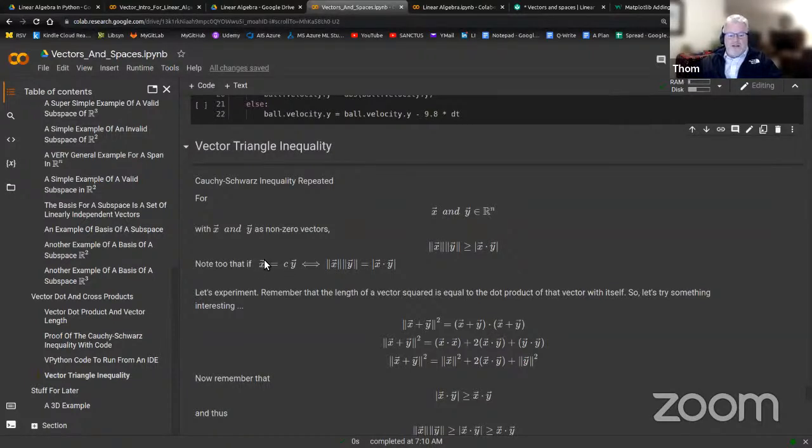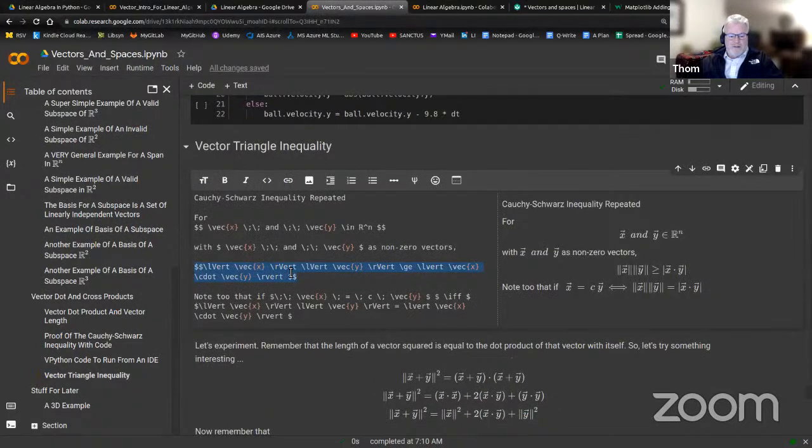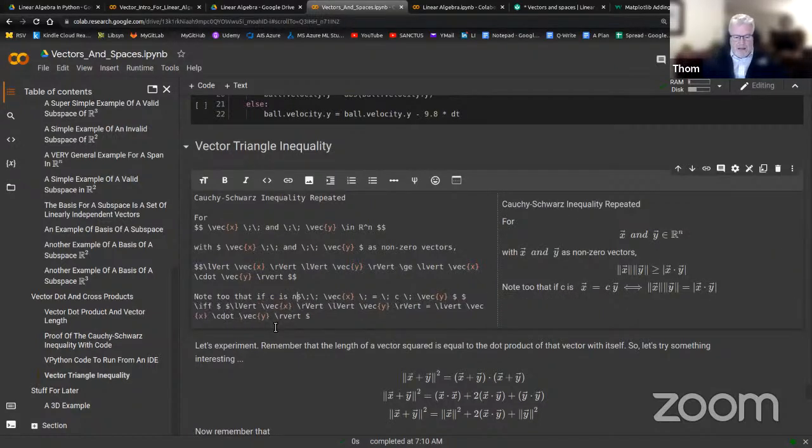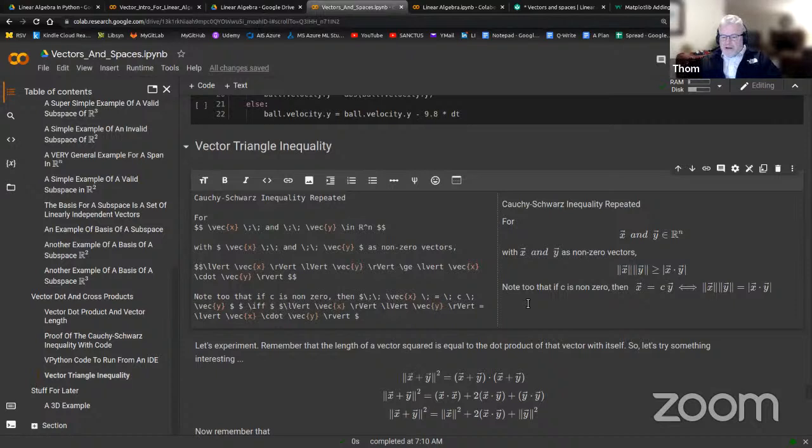Oh, and I should add here, let's go in here and fix this. Let's put it right here. If C is non-zero, then, and then we can just look at it here. Note that if C is non-zero, then x equals some scalar multiplier. That's, in other words, just a number, but it's any real number, but it's non-zero.